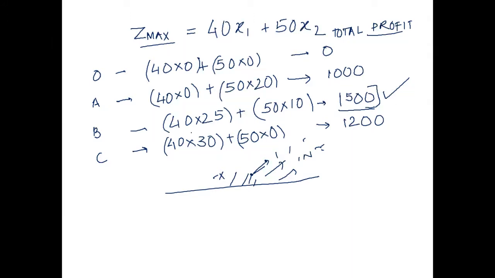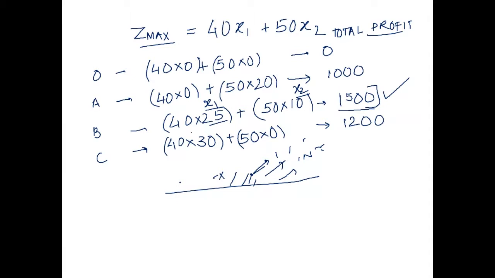And how are we getting 1,500 profit? When we make how many? 25 bowls and 10 mugs. So this is the answer. All right, this is the answer: x1 is 25, x2 is 10.